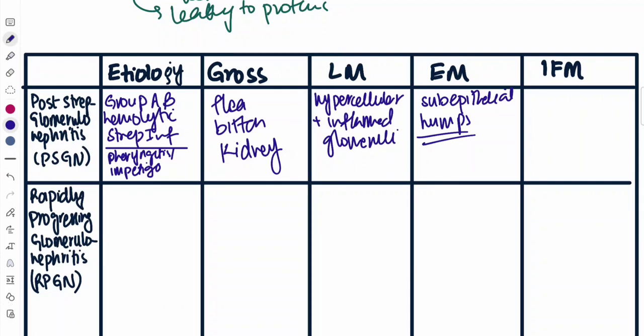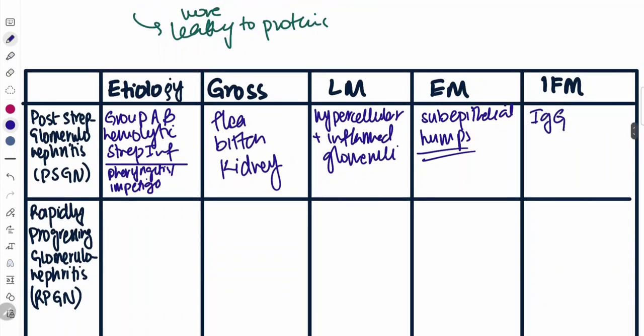And what will be immunofluorescence? Immunofluorescence of PSGN has what? It has IgG antibodies, IgG antibodies against the bacteria. It can also have C3, C3 granular deposit. So it is granular. It will have IgG and C3, and it will have granular deposits. So that is the composition. The important one is IgG here.